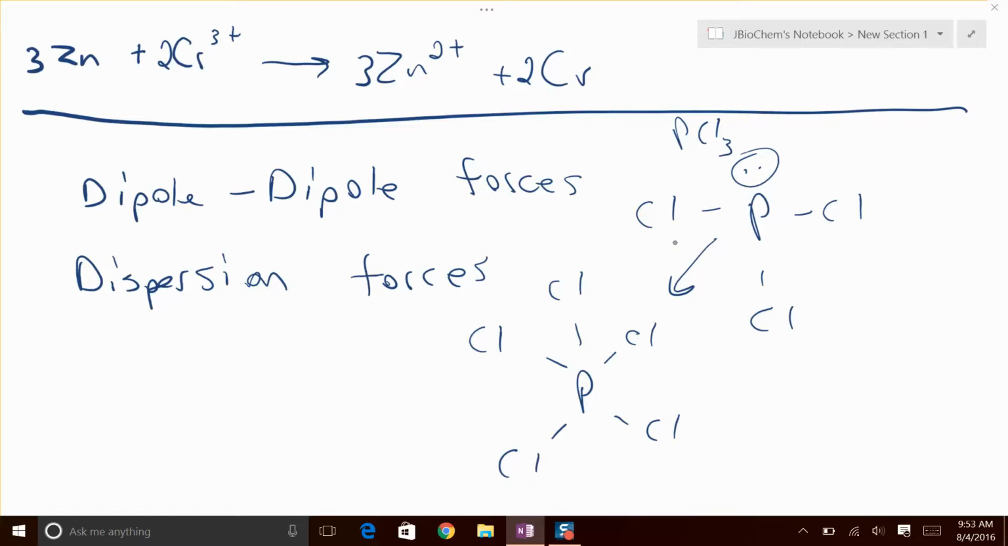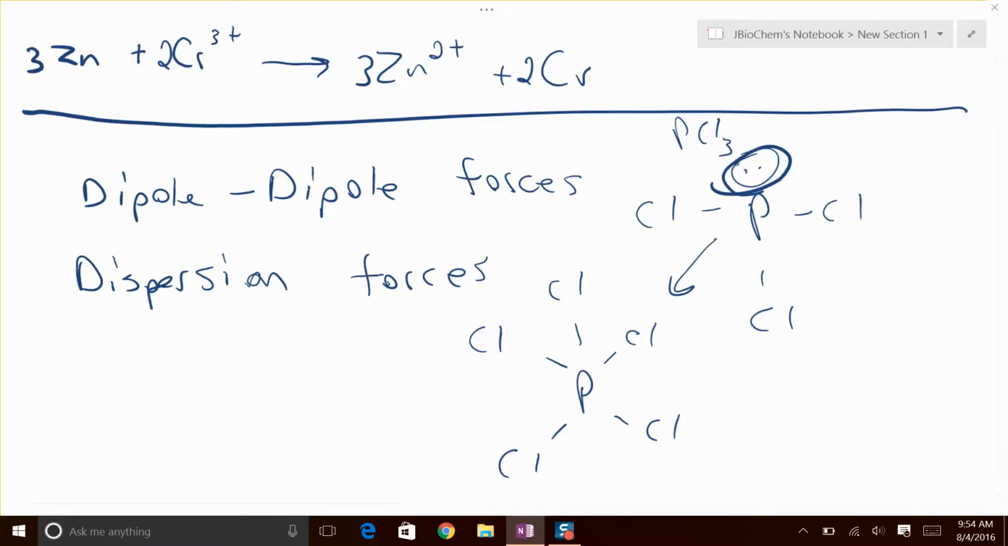I'd have to look at the structure of that, but I'm not going to give you anything that has an expanded octet to try to figure that out. But if that's bipyramidal, I think it would still be nonpolar. So that one would have a lower boiling point than the PCl3, even though PCl3 is lighter or heavier, because PCl3 has polarity to it. So there are stronger attractions between the molecules. It's polar if it has lone pairs. Okay?